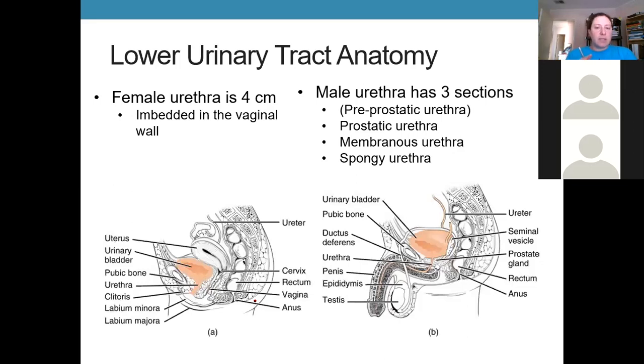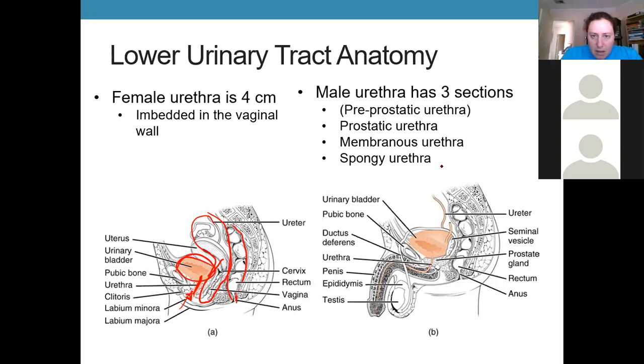Here are the urethras. So the female urethra is quite short, averages 4 centimeters, and it's embedded in the vaginal wall. So we'll look at that a little bit more when we get to the reproductive system. But basically, the bladder is here, and the urethra is here, and the opening is right down here. And the reproductive organs are more back here. So they're next to each other, but they're not actually the same thing. And then here is what we just studied. So here is rectum and anus.